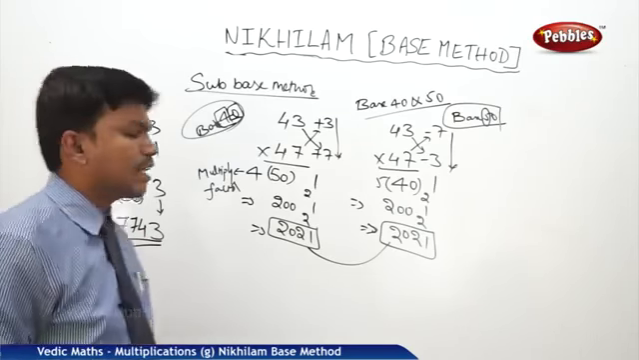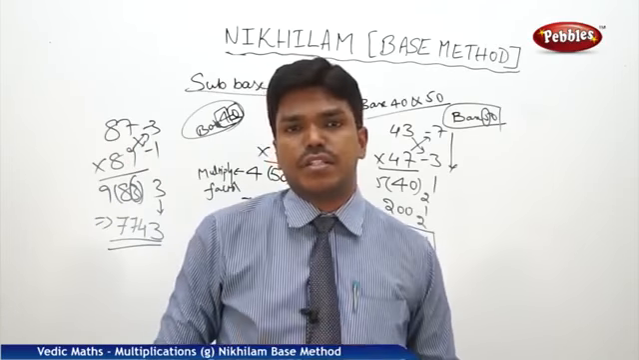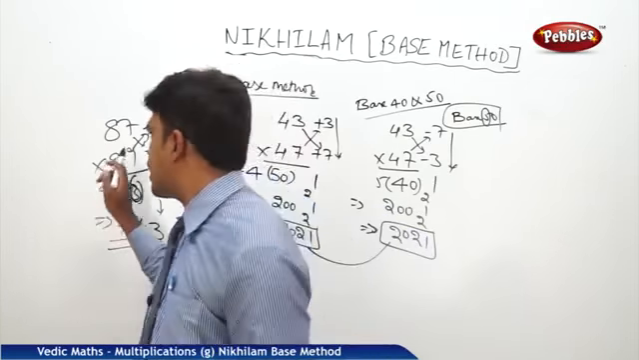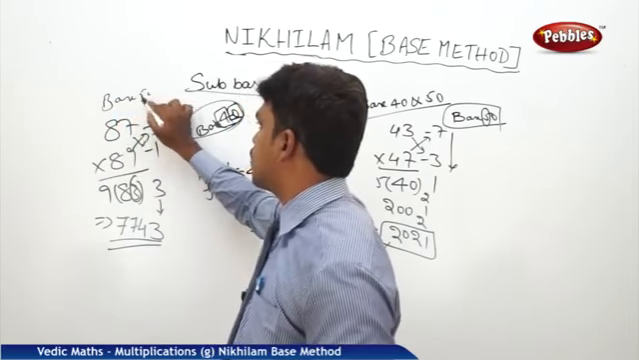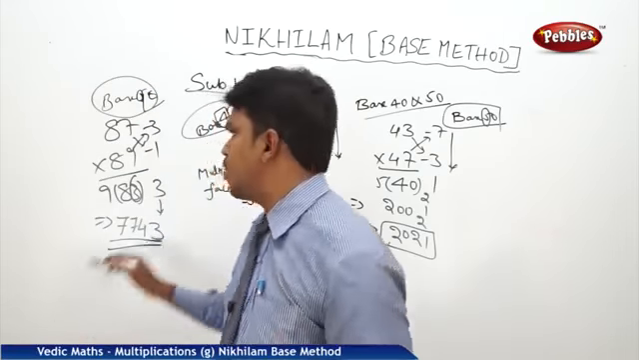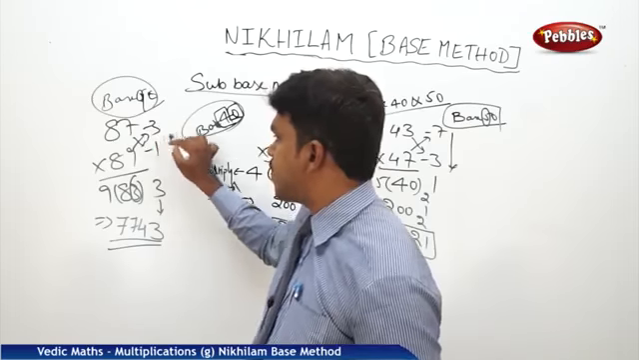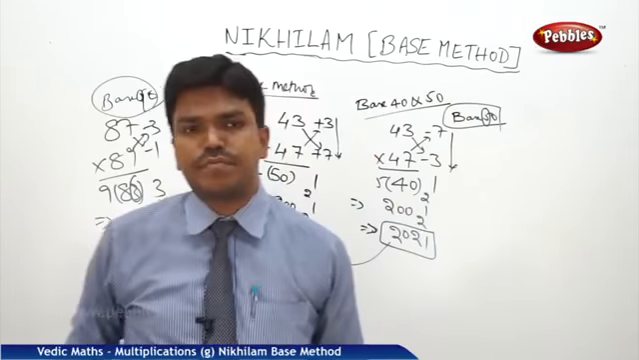So like this we can calculate numbers which are very near to each other. You may think, why can't we take 80 as the base here? Of course, we can take base as 80 also. If it is 80, we are going to write plus 7 and plus 9. Like that we can go, right?